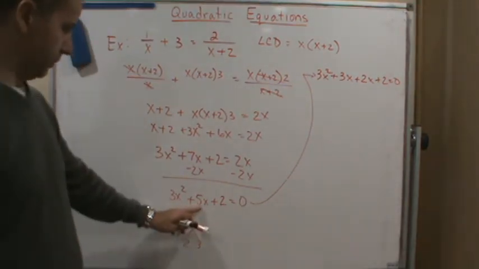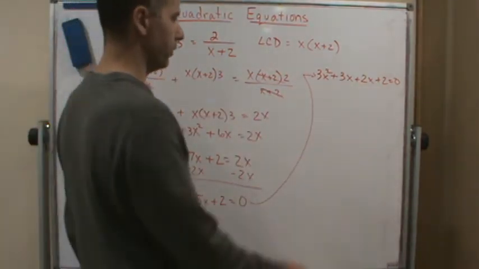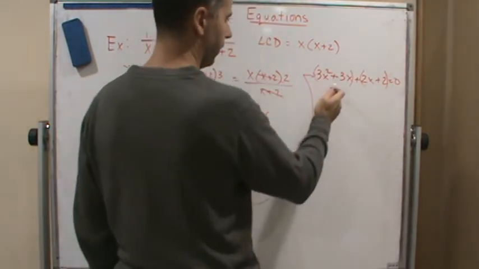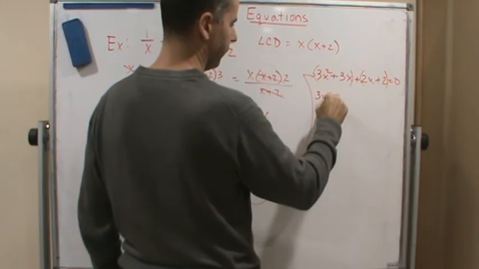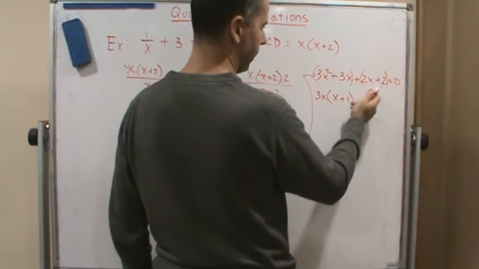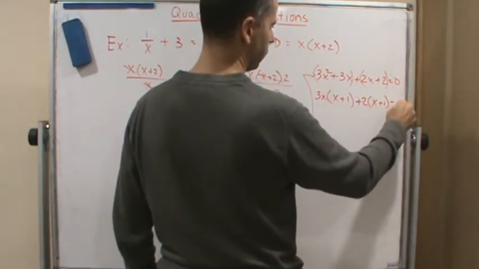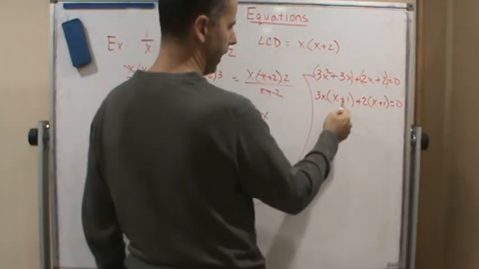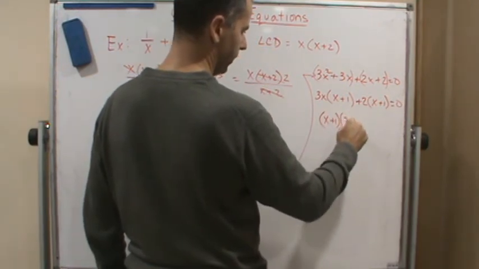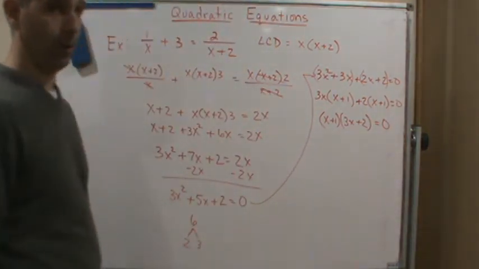So I just decomposed the middle term into two terms, right? And so now I'm going to factor by grouping. Always works. So if I factor out a 3x, I get left behind x plus 1. And if I factor out a 2, I get x plus 1. So now I got another common factor that I can factor out. So I'm going to factor out the x plus 1, and that leaves behind 3x plus 2, and that's equal to 0.